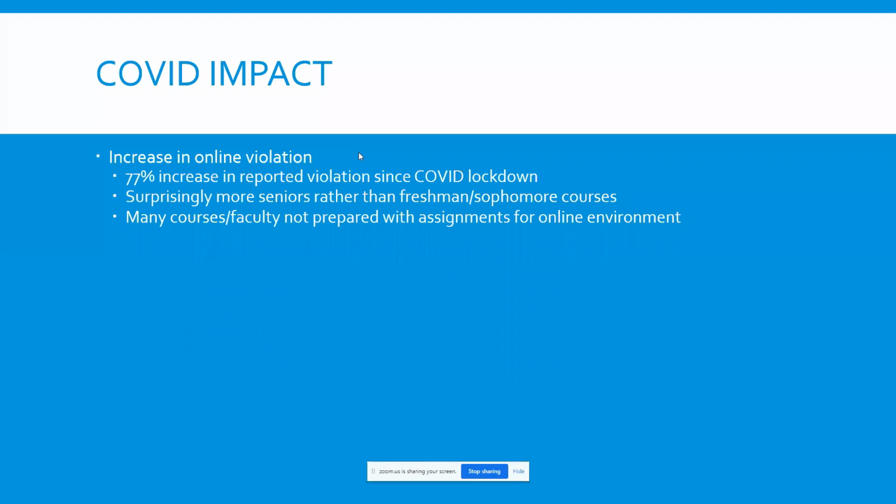Surprisingly, the number of cases that were reported were higher for the senior students, not for the freshmen and sophomores. One of the reasons is because we probably didn't clamp down initially. If you don't do it, then towards the end of college life, they think it's okay. We are going to graduate, we can get these solutions from somewhere we want, so let's go ahead and implement it. So that might have happened.